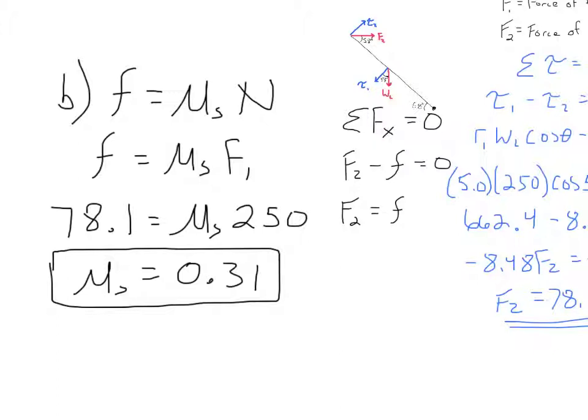So those are 3 examples of static equilibrium involving torques. There are other examples that we can look at, and we can talk about those in class.